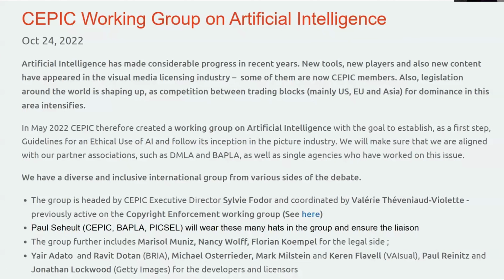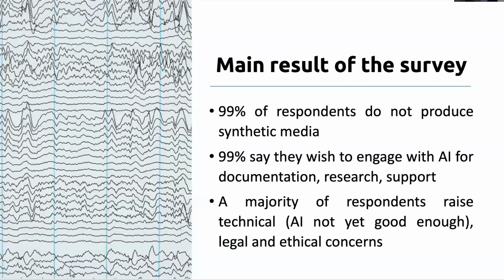And so this group began to work in May this year, and it is almost finished, but in the meantime, one of the first decisions of the group was to create a kind of survey among the CEPIC members to know more about their expectations about AI, and what they wanted to use it for. Did they use it already? What are their concerns about it? This survey helps us to work in more detail and closer to the concerns of the profession.